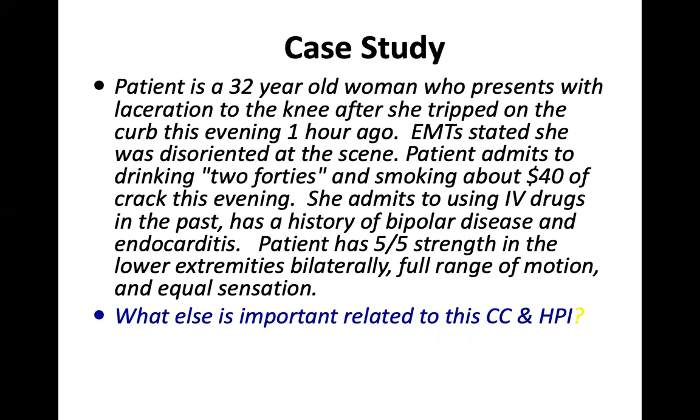All right, so here's another one. This one is a little different. She's a 32-year-old woman who presents with a laceration to the knee after she tripped on the curb this evening, approximately 1 hour ago. EMT stated she was disoriented at the scene. Patient admits to drinking 2 40s and smoking about $40 of crack this evening. She admits to using IV drugs in the past, has a history of bipolar disease and endocarditis. Patient has 5/5 strength in the lower extremities bilaterally. She has full range of motion and equal sensation. So what else is important related to her chief complaint and HPI?